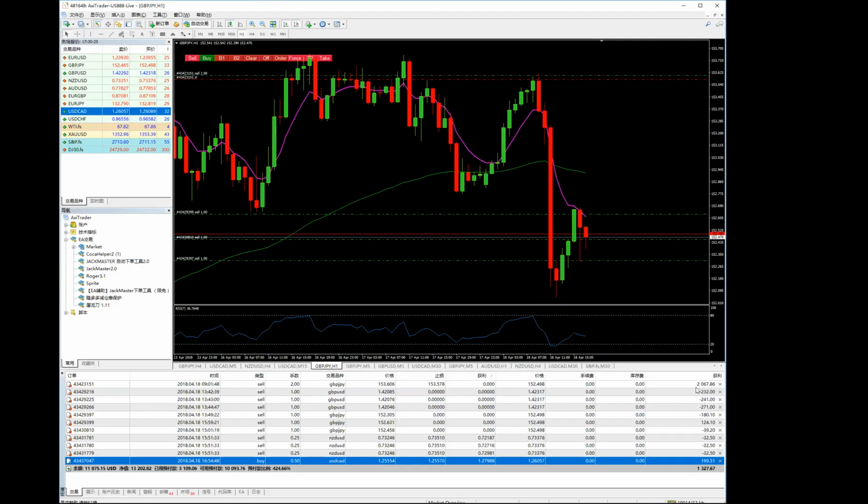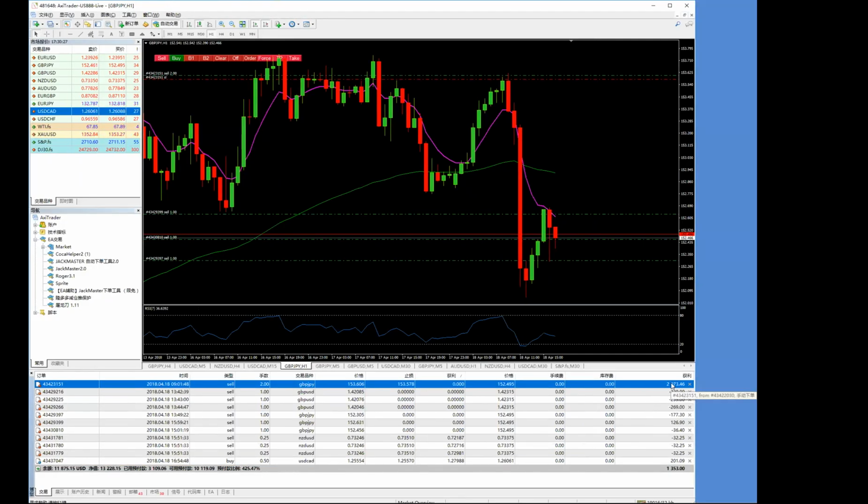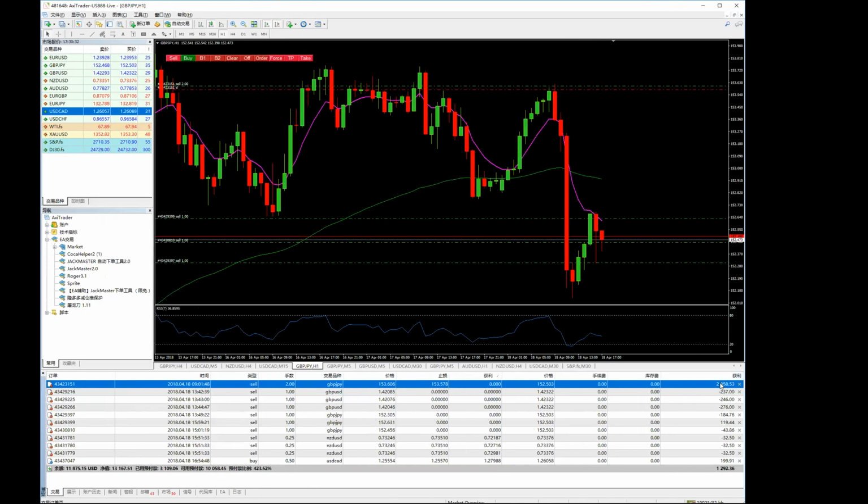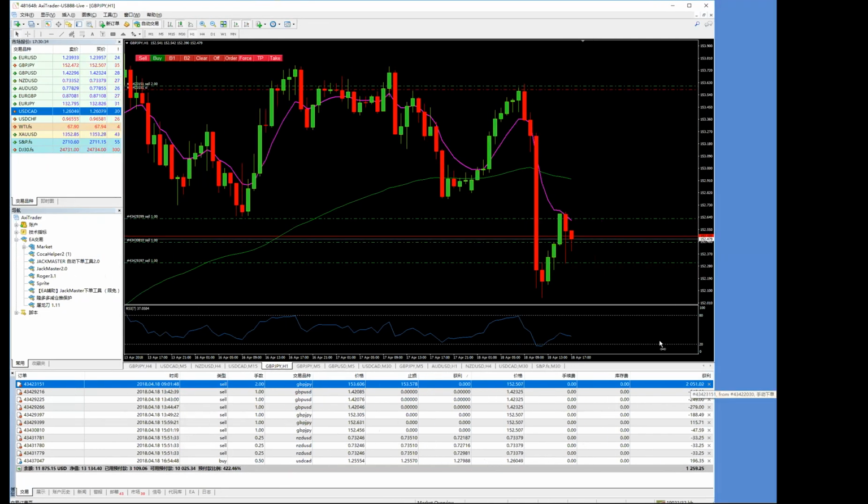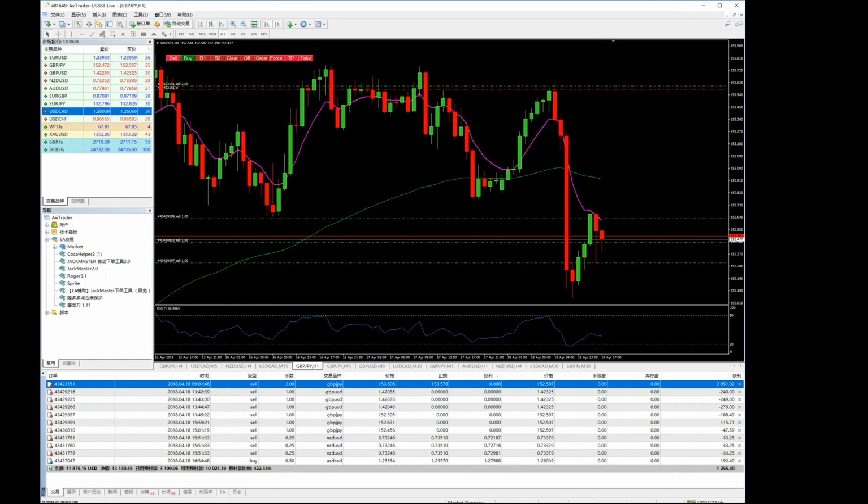You can see on my sterling yen, I have a positive profit of $2,000. And I use the pullback to take some more trades because I have a very nice profit as well.